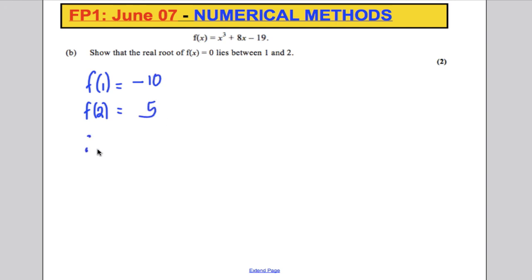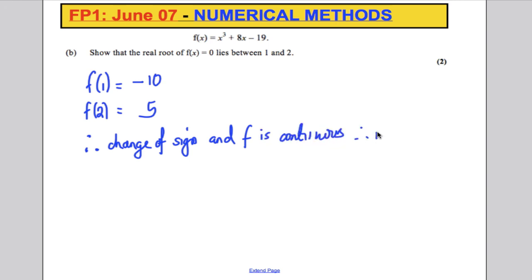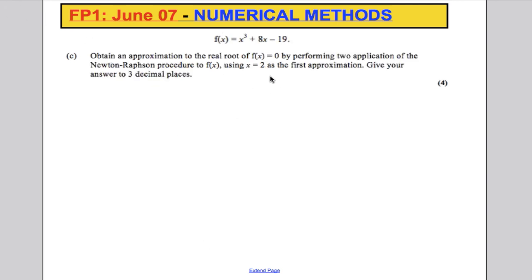Then you state, therefore, change of sign, and f is continuous, therefore root between 1 and 2. Simple as that. Next part, we want to apply the Newton-Raphson procedure starting with x is 2 twice and give your answer to 3 decimal places.